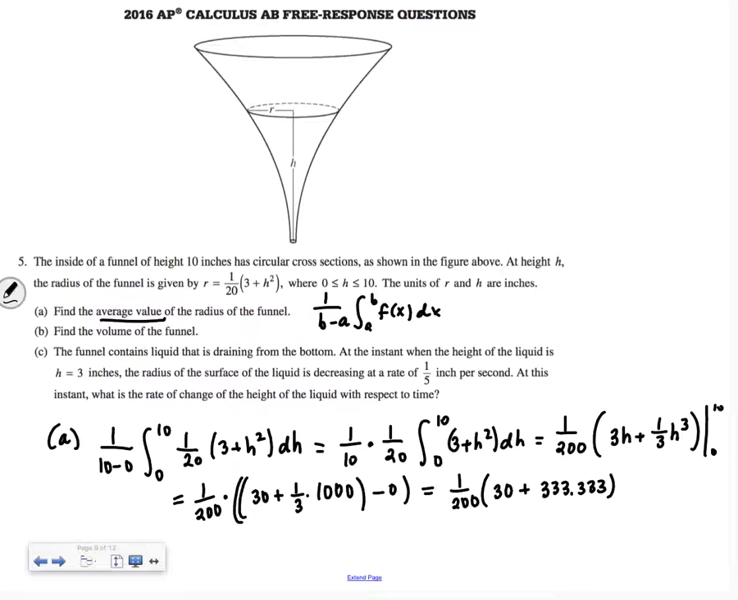So you could also just get common denominators. Personally, I think that's a little bit easier because we're going to divide by 200. So maybe let's write this as 1,000/3. And let's write the 30 as 90/3.